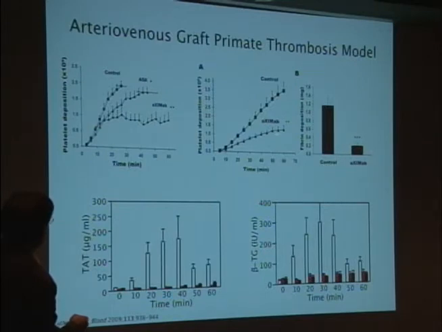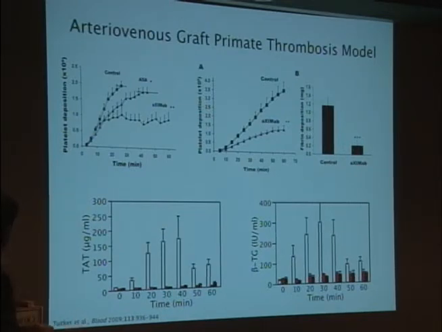At lower shear rates, you see the same effect of the antibody, which is marked here. And you get a marked reduction in thrombin-antithrombin complex and a marked reduction, these are the bars in red, in beta-thromboglobulin compared to animals that are not treated. And usually the way this is done is an animal serves as its own control, so you do a few tests in the animal, give them the antibody, and then do a few more tests.